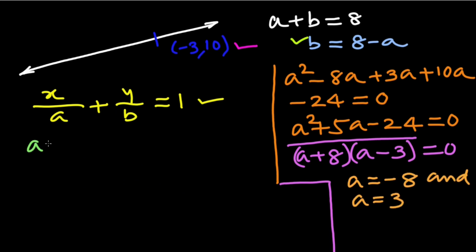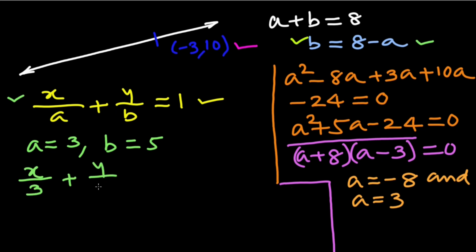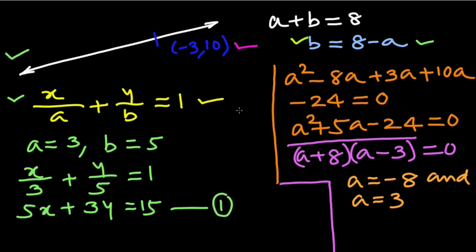When a equals 3, b will be 5. So this equation will be x by 3 plus y by 5 equals 1. That will be 5x plus 3y equals 15. This will be one equation of this line.